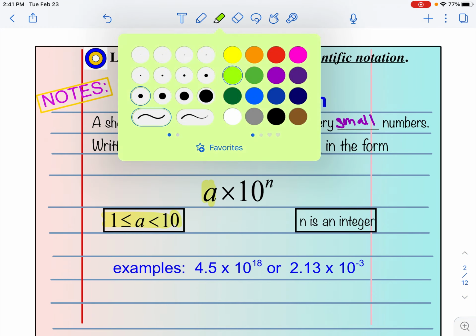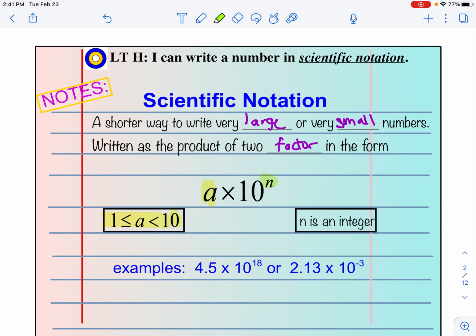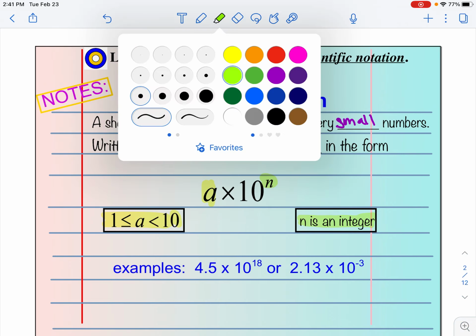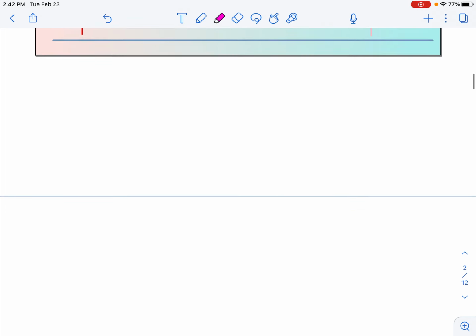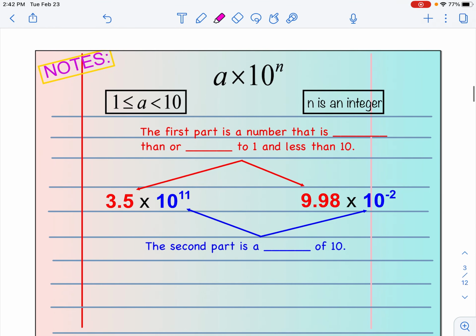And the other thing to keep in mind is that the exponent n has to be an integer, okay? So that's a positive or negative number. So you can see some examples down here of some numbers that are written in scientific notation. Now, a lot of times in science, you might see these numbers written as well. That's a good application there.